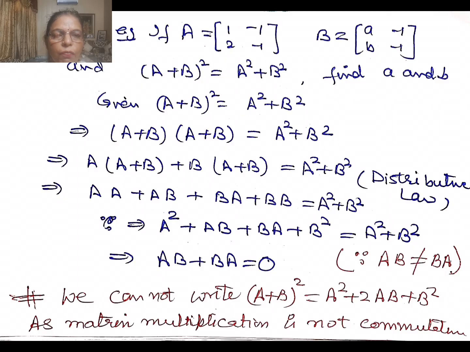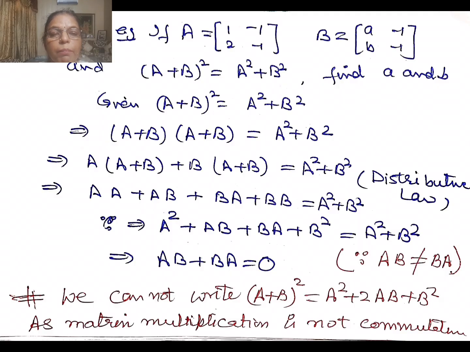And the third example: here we are given A equal to [1 -1; 2 -1], a matrix of order 2 by 2, and B is given as [a -1; b -1], again a matrix of order 2 by 2. We are given the condition that A plus B whole square is equal to A square plus B square, and we want to find the values of a and b. First, we are given (A plus B) square equals A plus B. How will you write (A plus B) square? We will write (A plus B) into (A plus B).